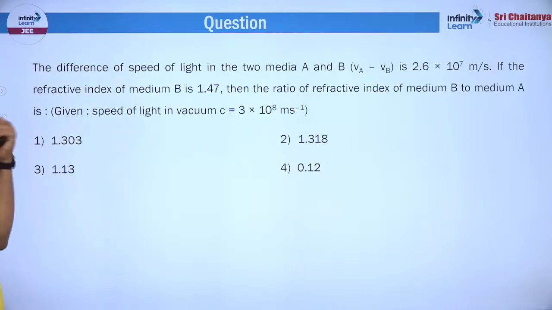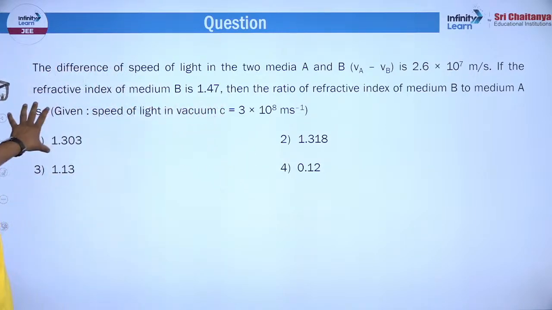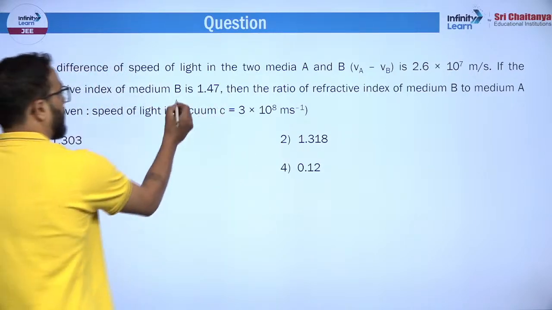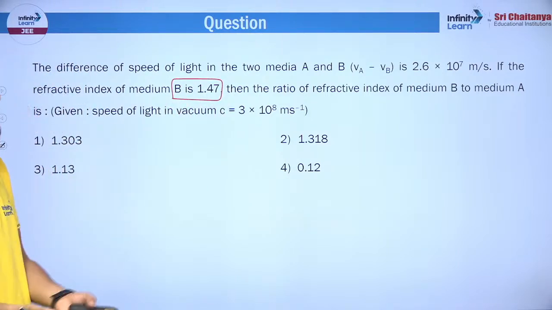ओके, नाउ द डिफरेंस ऑफ द स्पीड ऑफ लाइट इन द टू मीडिया. अब स्पीड ऑफ लाइट टू डिफरेंट मीडियम में उनका डिफरेंस दे रखा है. रिफ्रैक्टिव इंडेक्स ऑफ एक मीडियम दे रखा है, देन द रेशियो ऑफ द रिफ्रैक्टिव इंडेक्स ऑफ द मीडियम भी.